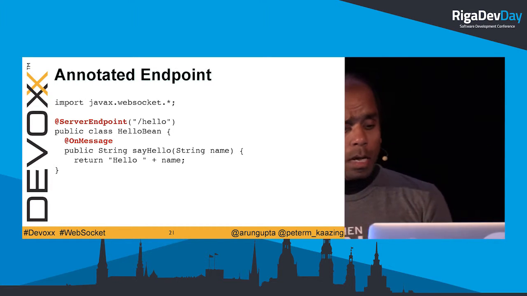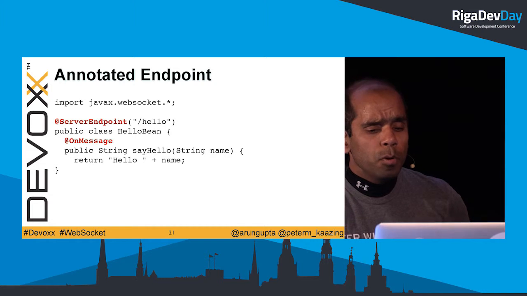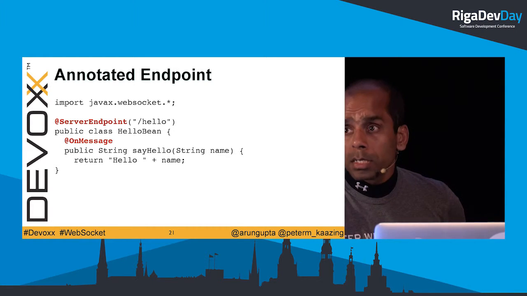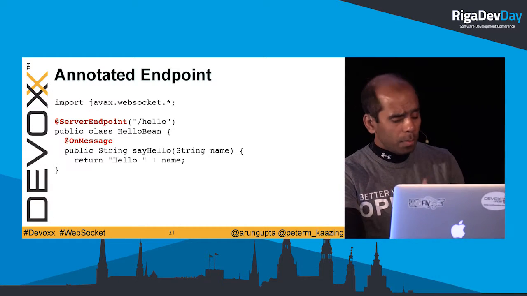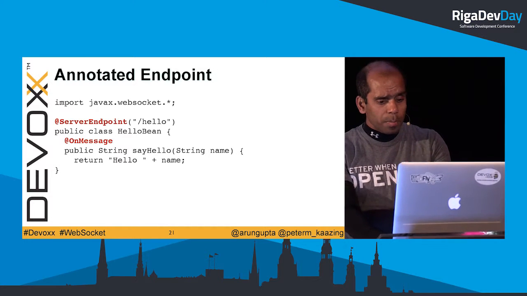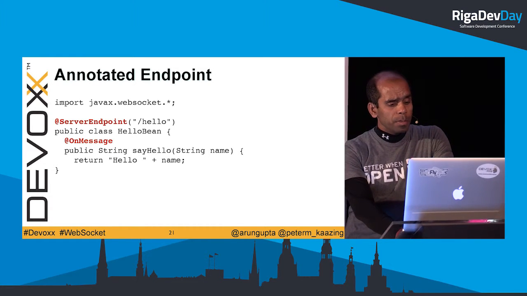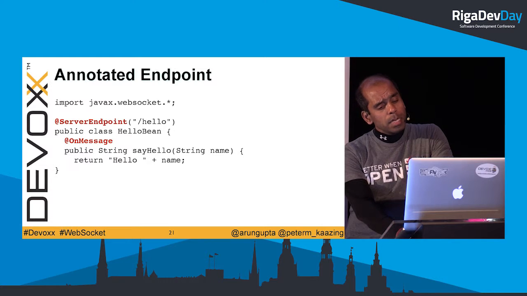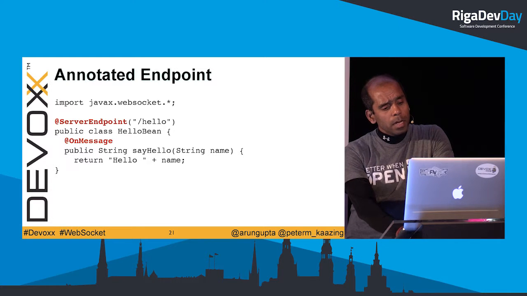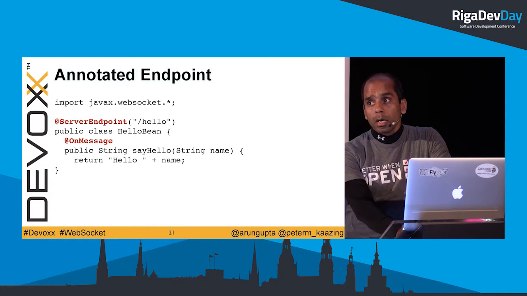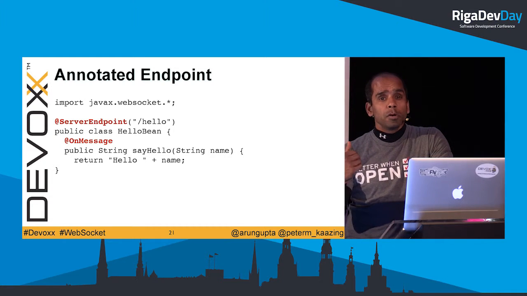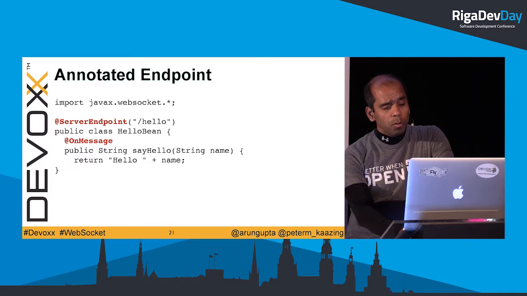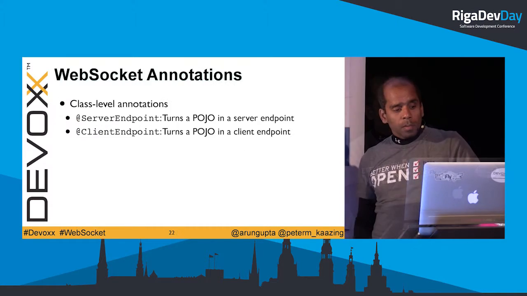So here is my very simple annotated endpoint. I have import javax.websocket.*. That's the package name, first of all. Very trivial POJO, public class HelloBean. This class has one method, takes a string parameter, and returns a string by concatenating the parameter. Now, if I want to make this a WebSocket endpoint, I just add the @ServerEndpoint annotation. That's it. No deployment descriptors, nothing is required. And being a server, you need to specify the URI where you are listening for those requests. So that's where you say /hello, and that's where the requests are being listened.